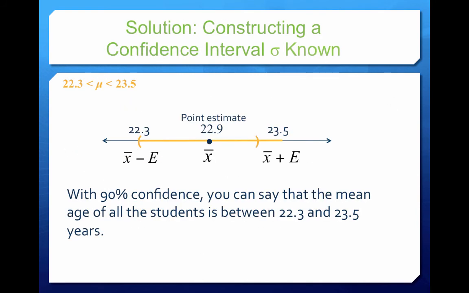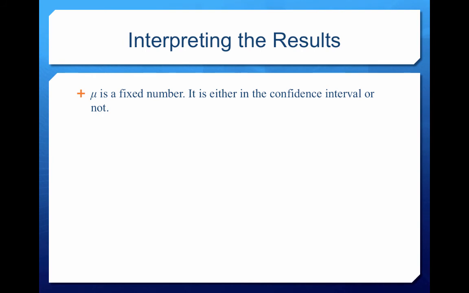All right, so what does it mean? What's the interpretation? With 90% confidence, you can say that the mean age of all students is between 22.3 and 23.5 years. Do we know exactly what it is? No. But with 90% confidence, we can say it's between 22.3 and 23.5. Okay. So again, let's go through interpreting the results one more time.